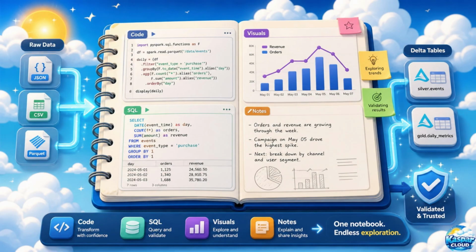Fabric notebooks are interactive documents that combine code, SQL, visual output, and explanatory text. They are useful for exploring raw data, testing transformations, creating delta tables, validating results, and documenting logic. A notebook can support both development and production workflows when managed correctly. Well-designed production notebooks should be modular, parameterized, version-controlled, and thoroughly tested. They should not rely on manual user actions or hidden assumptions.